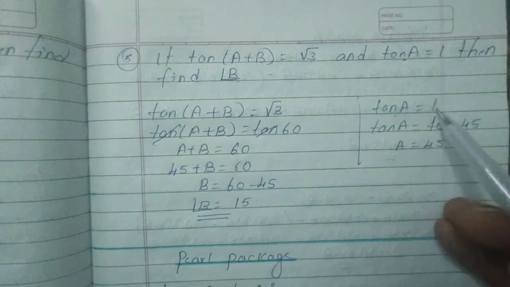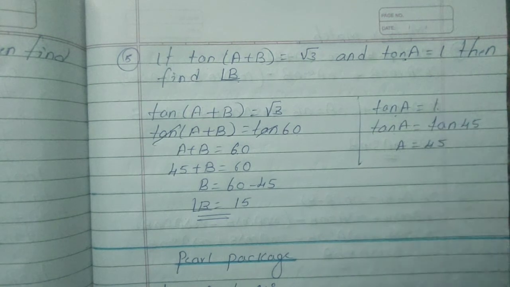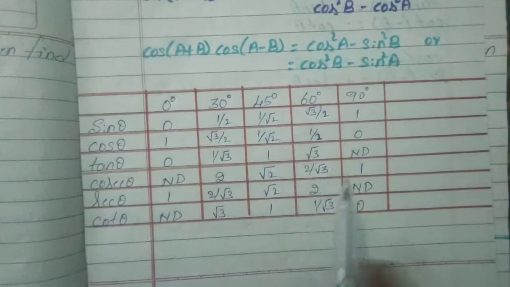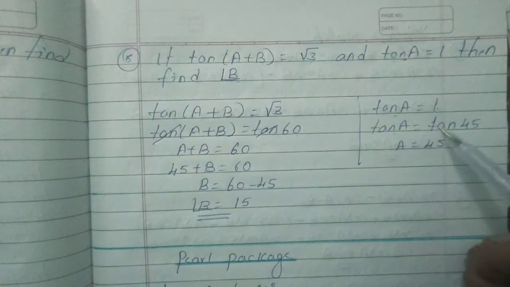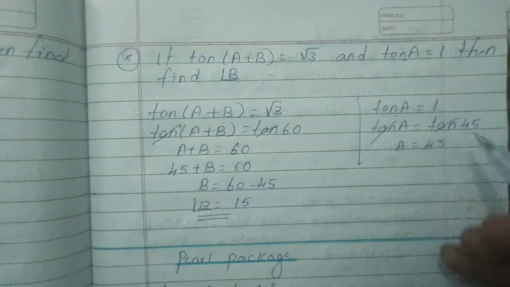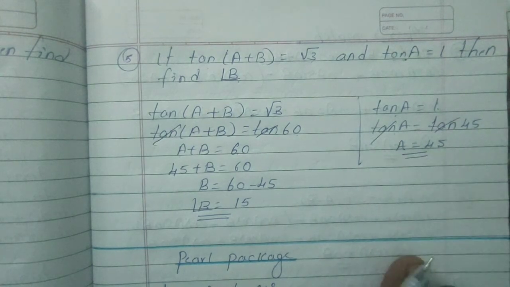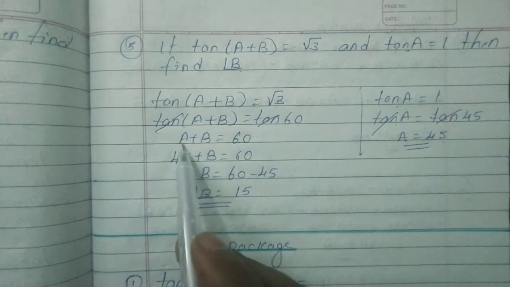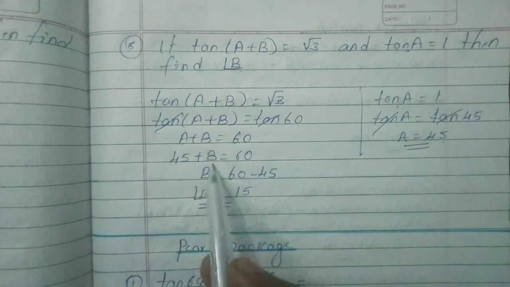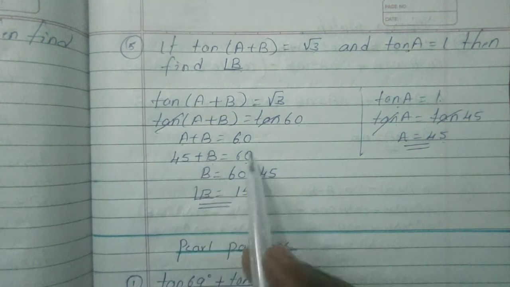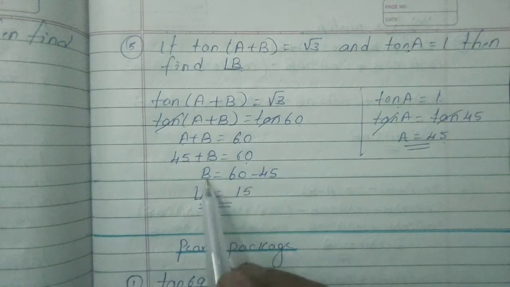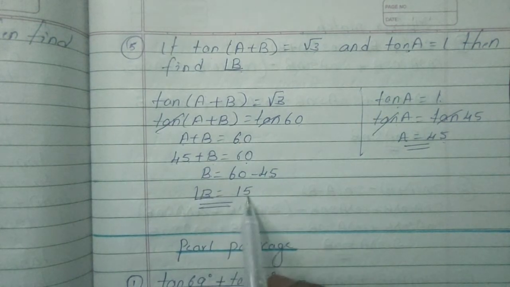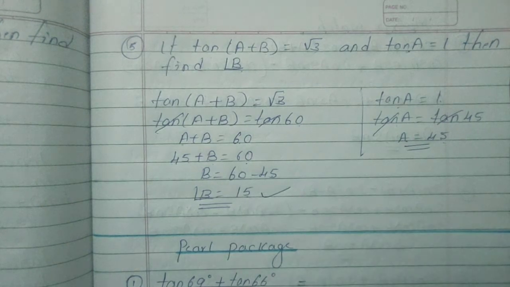Then one more condition they have given. Tan A equals 1. I can write it as tan 45 because tan 45 degree is 1. Therefore 1 I can write as tan 45. Both sides tan get cancelled. Then A equals 45. This I am substituting in the A place. 45 plus B equals 60. Then B is 60 transpose 45, it will become minus. So angle B equals 60 minus 45, which is 15 degree.